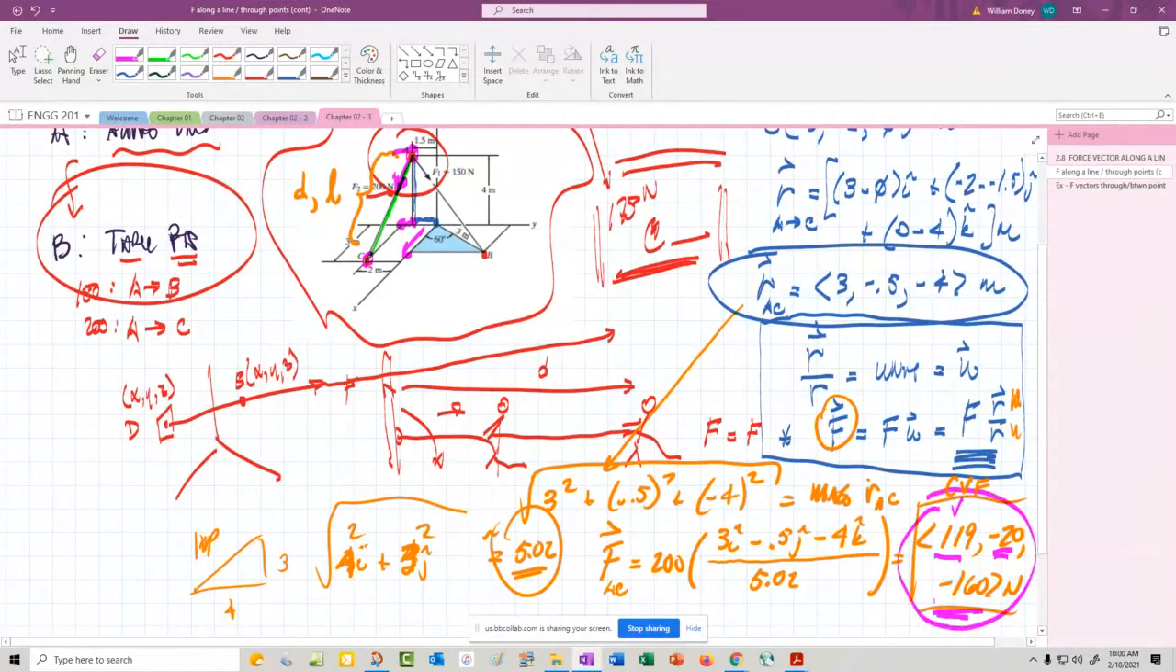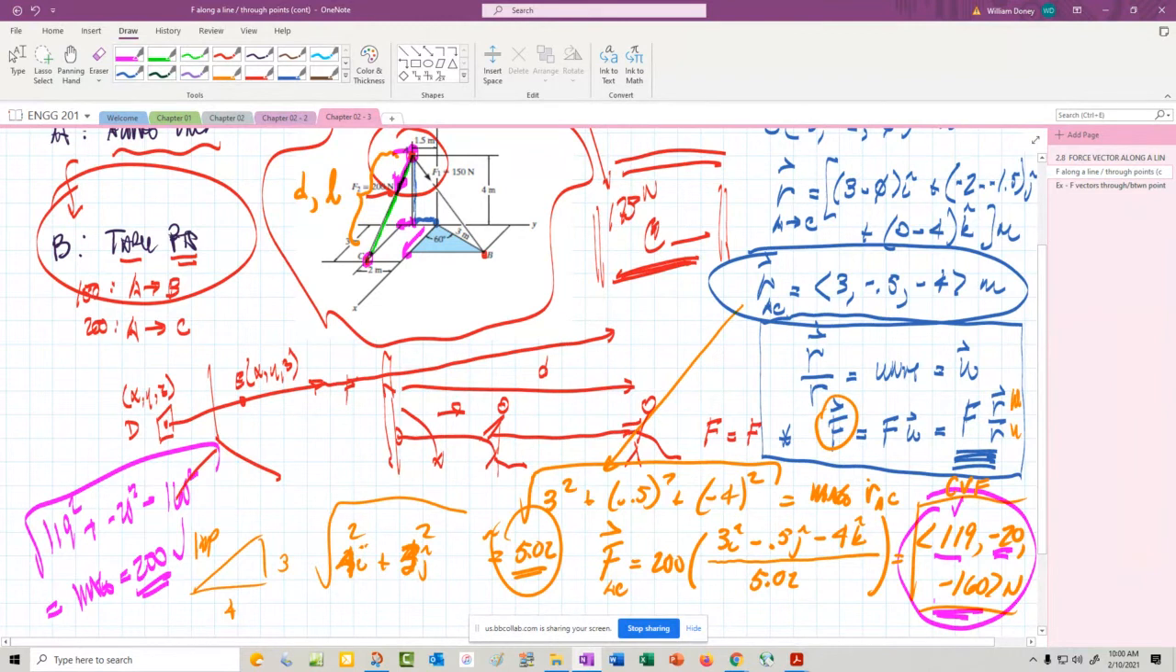That force, those components, if I take them and square them, 119 squared plus (-20) squared plus (-160) squared, and take the square root, it should give us the magnitude of 200. And that's another check. Why is that true?